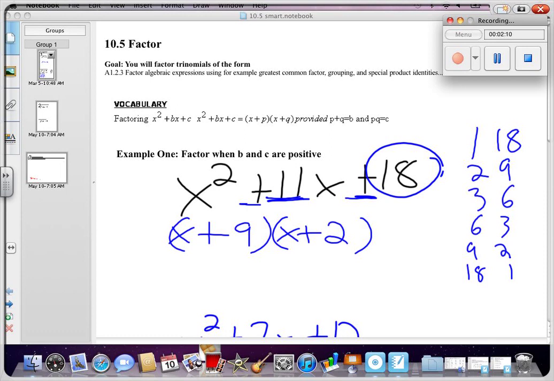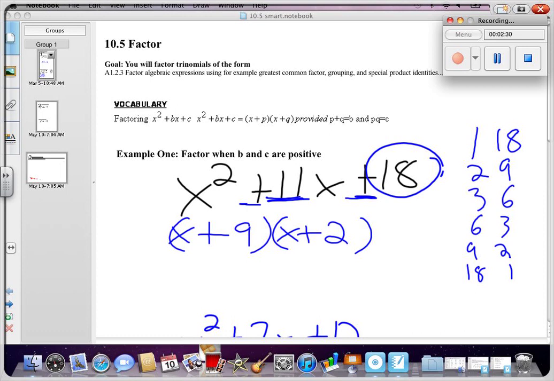So the first thing you do is make your parentheses, put your x's in. Then you list all the multiples, everything you multiply together, to give you 18. Then you pick the ones that when you add together give you that middle number, give you 11. Okay?